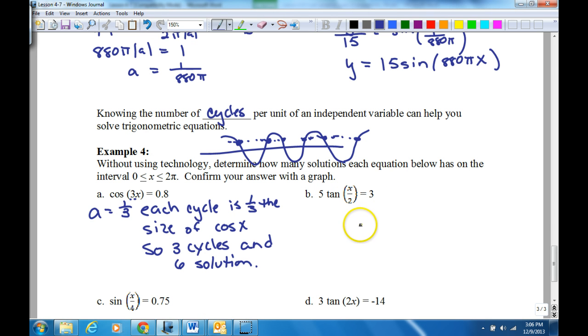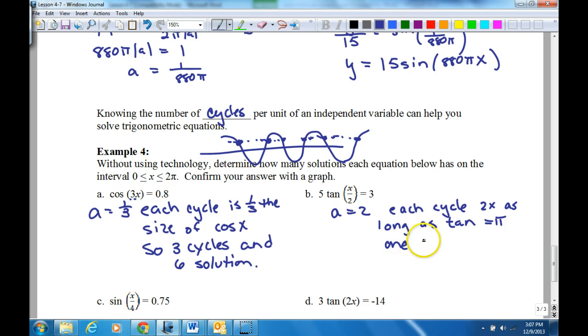Okay, B. What's my A in this case? 2. Yep, A is 2. So that tells me that each cycle is 2 times as long as tan. Now, how long is a tan cycle? Pi, right? Tan being pi. So one cycle, one cycle in this case is equal to 2 pi.